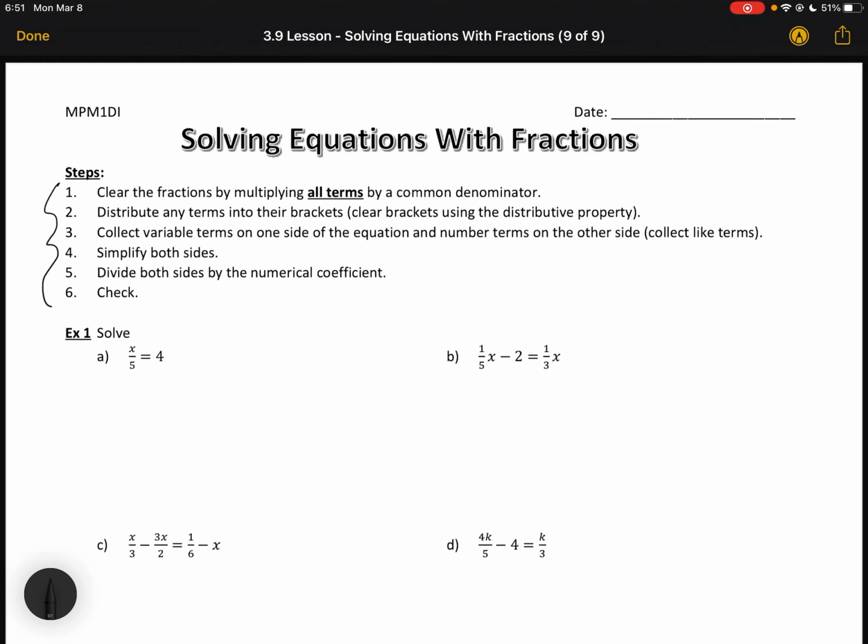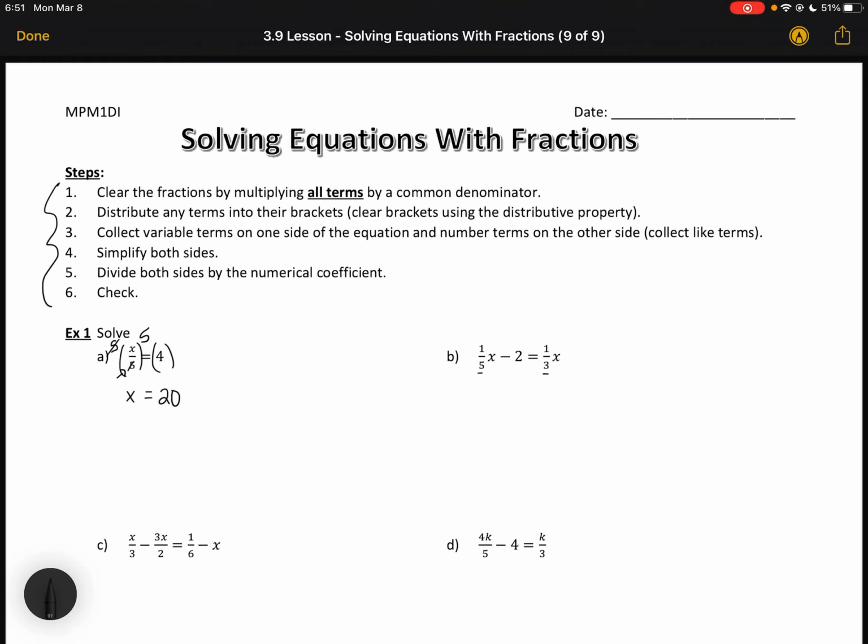In example 1a, the first thing I'm going to do is clear the fractions by multiplying all the terms by a common denominator. Here I only have one fraction and the denominator is 5. So I'm going to multiply both sides by 5. I multiply by 5 and divide by 5. So that leaves me with x on the left side and 20 on the right hand side.